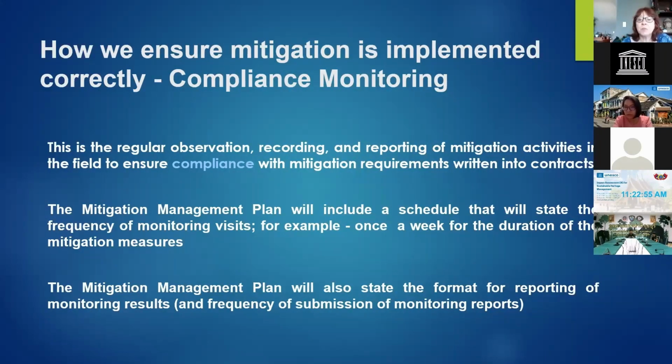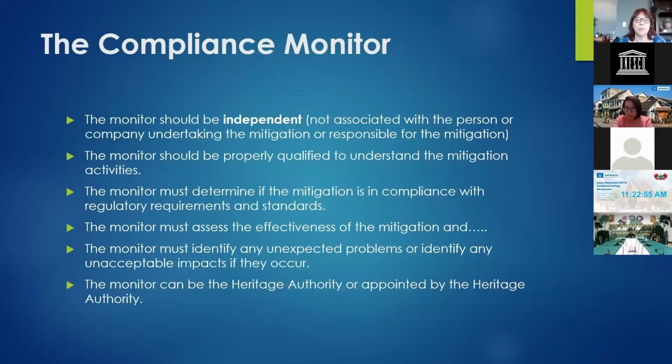So the mitigation management plan will include a schedule that will state the frequency of these monitoring visits. So it will say how often the compliance monitor has to come to site. For example, they might have to come to site once a week for the duration of the mitigation measures. And it will also state the format for reporting of the monitoring results and the frequency of submission of these reports. And these reports would go to the government bodies, the Heritage Authority, as well as the project proponent, to ensure that the mitigation is being implemented properly.